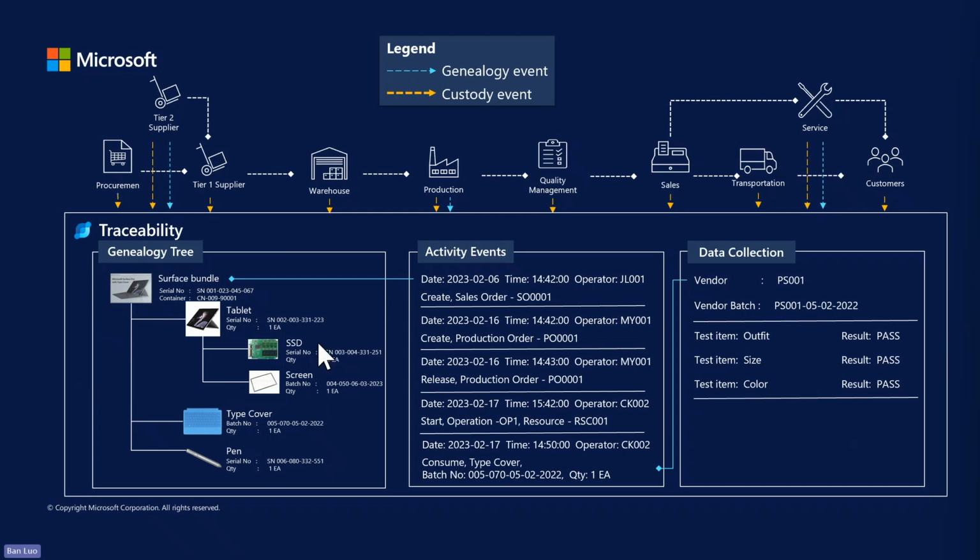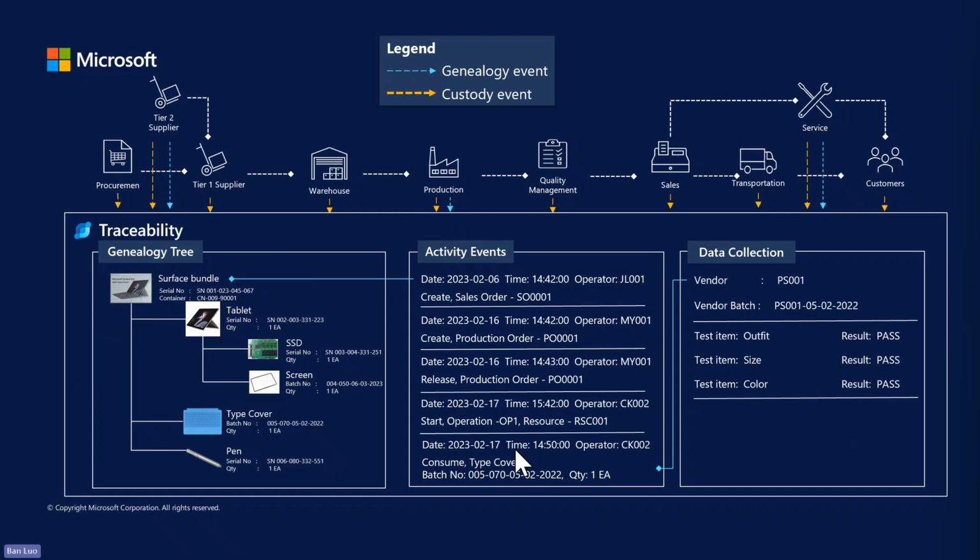The second information we collected is the one in the yellow. We call it the custody event. This is mapped to the second block, activity event. Each activity event is attached to one of the genealogy nodes to reflect the supply chain activities, such as the sales and the manufacturing operations. So in this example, you can monitor the order creation, the release, and the consumption of specific raw material. Here you can see when the type cover is consumed, by which operator, at which time.